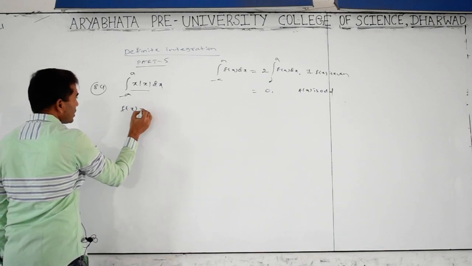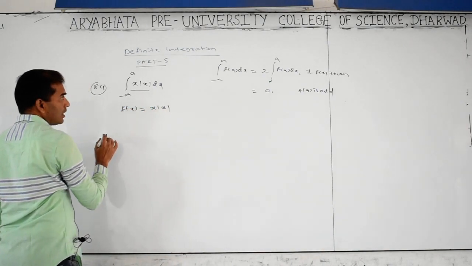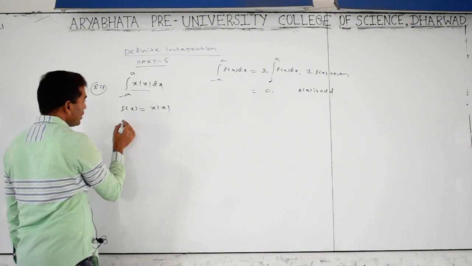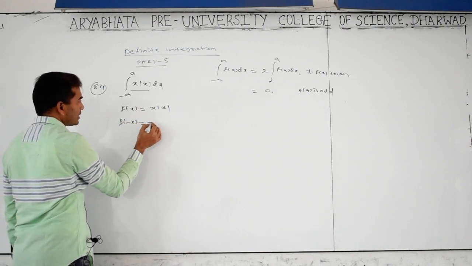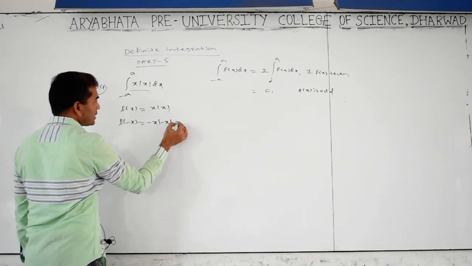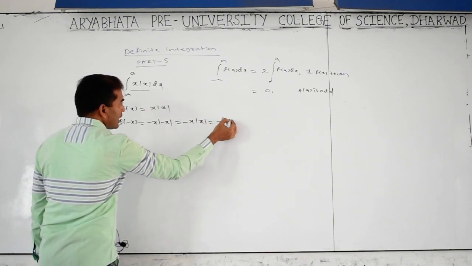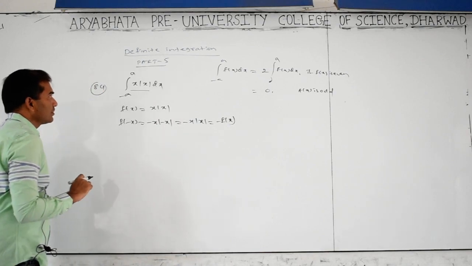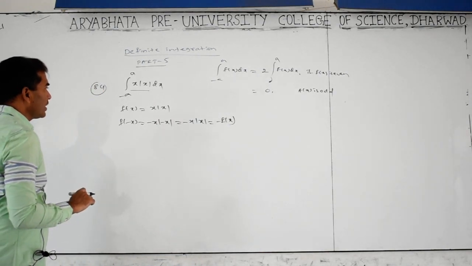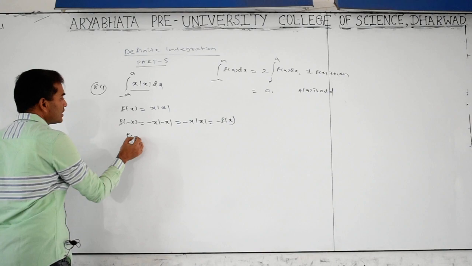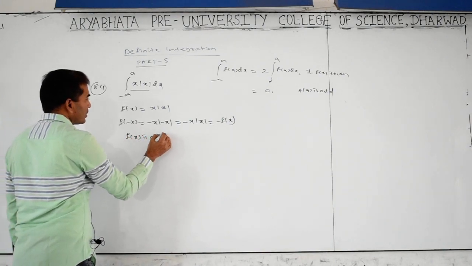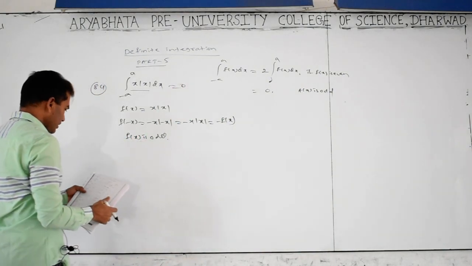Let f of x is equal to x into mod x. How to check whether it is even or odd? Put x is equal to minus x. Minus x mod of minus x is minus x mod x, which is minus f of x. That means f of x is odd. F of x is odd. The value becomes 0.